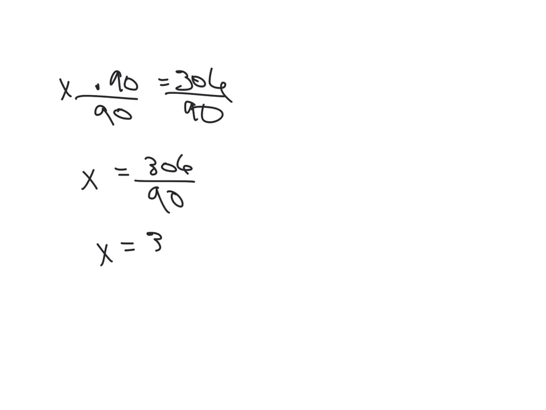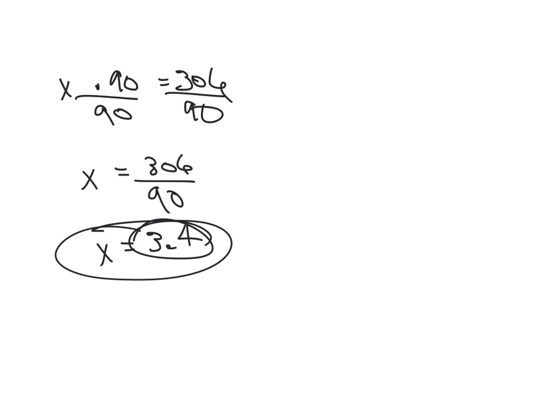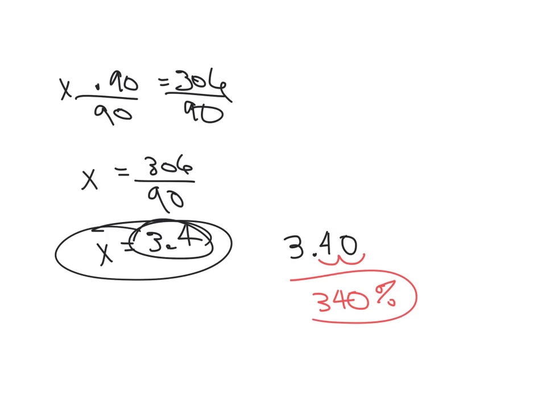X equals 3.4. Okay, so you would think that would be my answer, but what does the question say? What percent? So we have to change this to a percent by moving the decimal over 2 places, 1, 2. So 340% is my answer there. Okay, so that's it for lesson number 47. Now pretty much everything is going to be the same as what I just did.